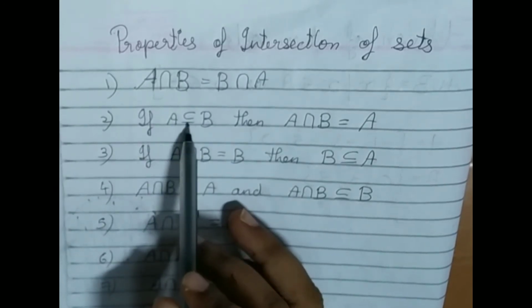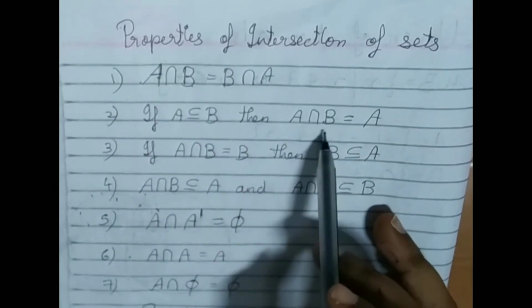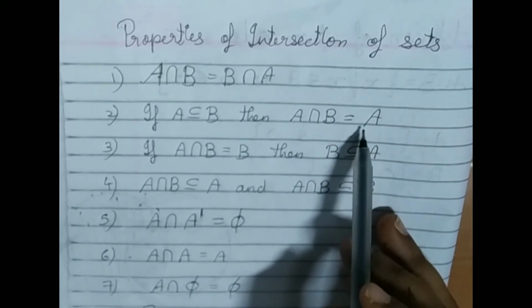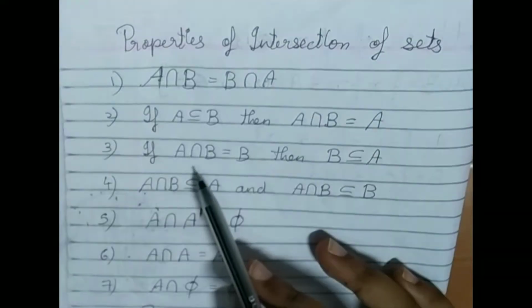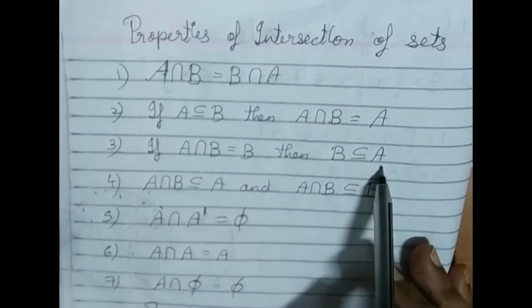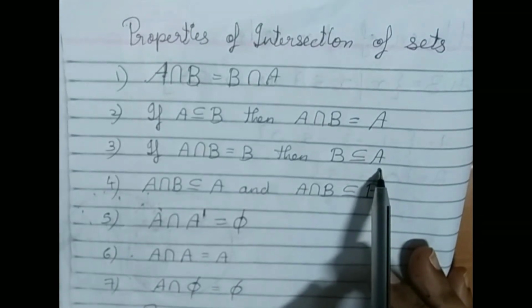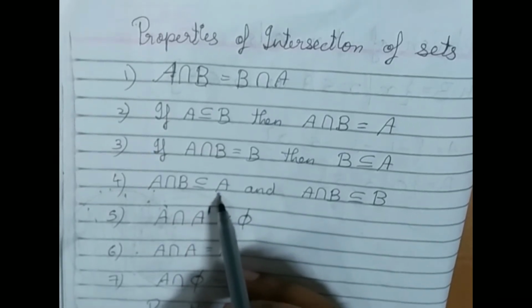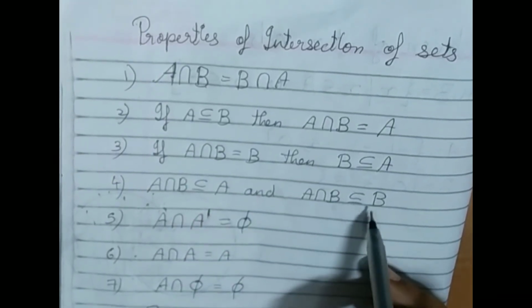Second property, if A is a subset of B, then A intersection B will be equal to A. This is the same property which I explained just now with the Venn diagram and example. Third property, if A intersection B is equal to B, then B is a subset of A. The third property is the same as the second property, but given in reverse order. Fourth property, both A intersection B is a subset of A and A intersection B is a subset of B.